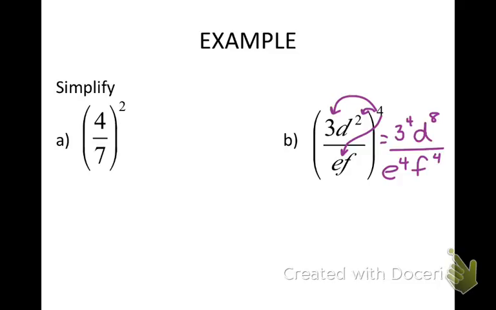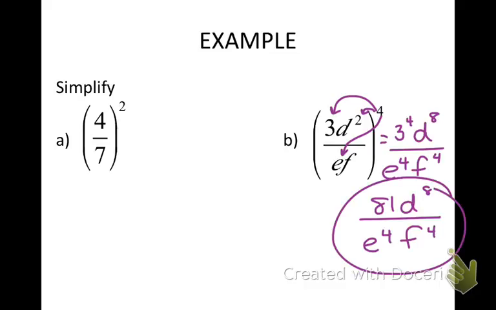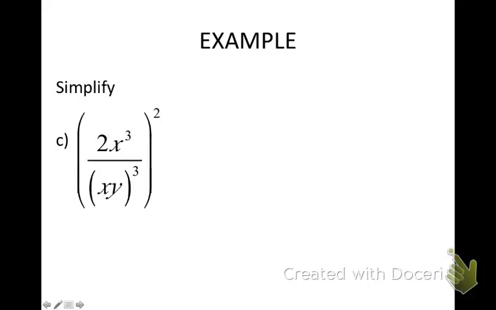Do I have any like bases anywhere to subtract anything? No. Nope. So the only thing I would do here is take 3 to the 4th. What is 3 to the 4th? Is that 81? So then I would get 81, D to the 8th, E to the 4th, F to the 4th. Got it, Aiden? Pretty much. I mean, how do you know? Oh. All right, next one.